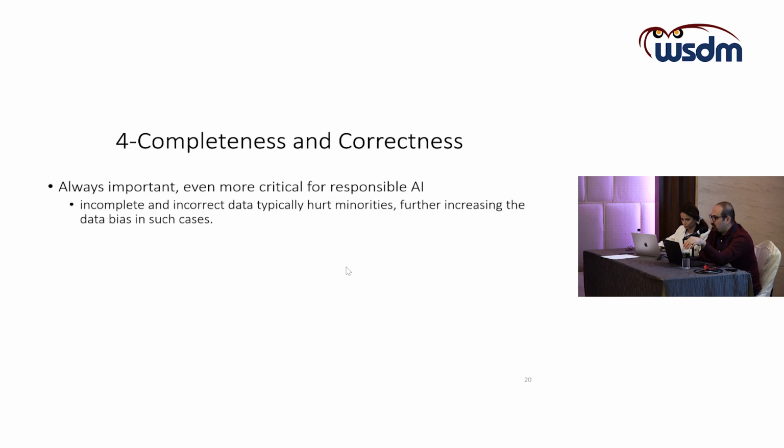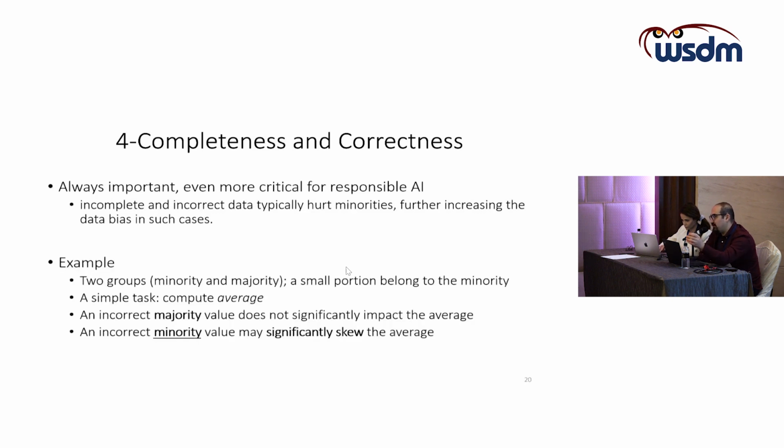And finally, we want correctness and completeness, which has always been an important feature for the data. We don't want missing attributes or incorrect values in the data. But it becomes even more important when you are talking about responsible AI, because such cases can cause an increased bias in the data. Let me give you an example. So consider a case that there are two demographic groups, for example, minority and majority, and a small portion of the data belongs to the minority and a large portion belongs to the majority.